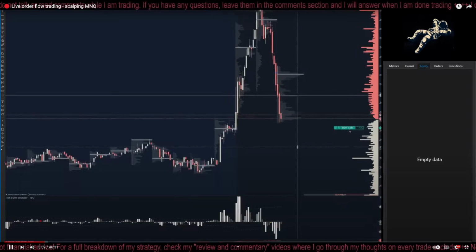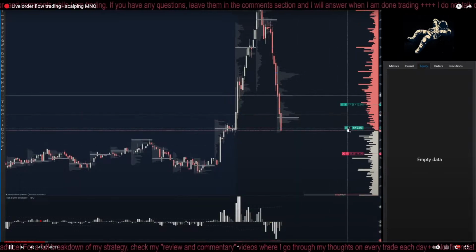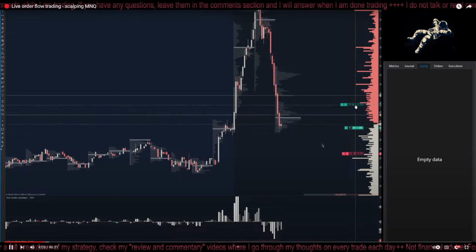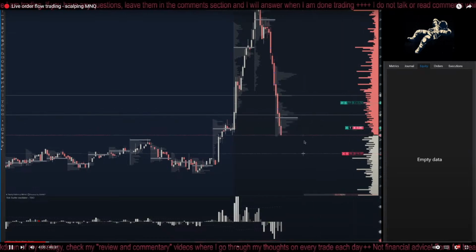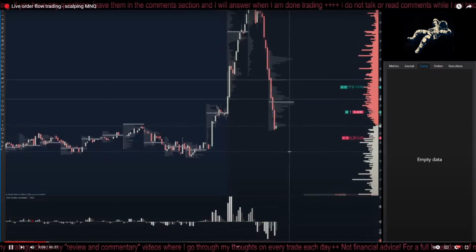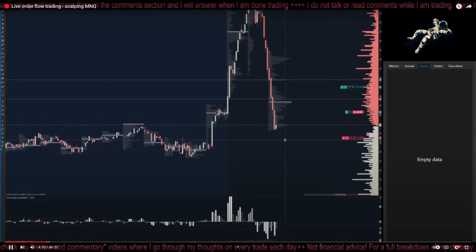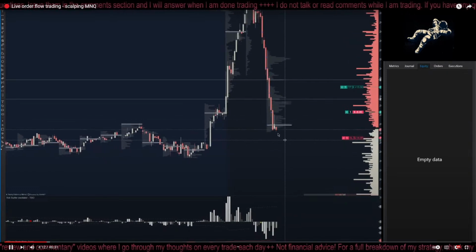Then I try the third demand zone here. I don't know if I'm going to take a win on that one. Let's see what happens. Canceled. Again, it's really just demand off of this high volume node right here, but again, they're just running it further down.